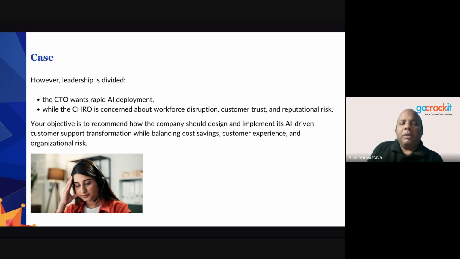Tell me, can anybody tell me how you might want to approach this case? You can put it in the chat. You can speak up, whatever is convenient for you.